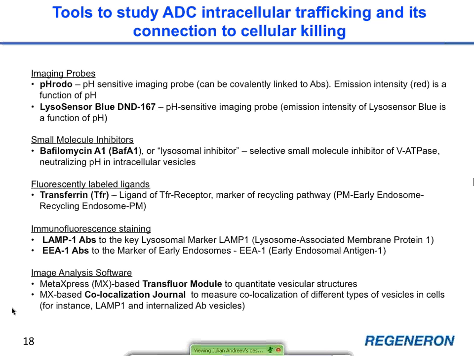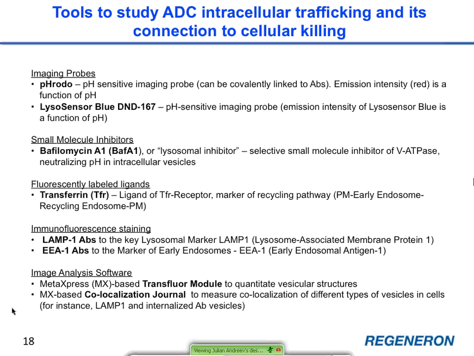We use extensively bafilomycin A1, a small molecule inhibitor of V-ATPase. It influences intravesicular pH, eliminating lysosomes, but not affecting the recycling pathway very much. We also use fluorescently labeled transferrin, as I said, but we also use markers like LAMP1 and EEA1. Those are markers of lysosomes and endosomes, respectively, and we can use them for endogenous staining. And on the software side, we have the MetaXpress transfluor module, which we trust for identifying vesicles. And we have a colocalization journal to measure the degree of overlap between different types of vesicles.